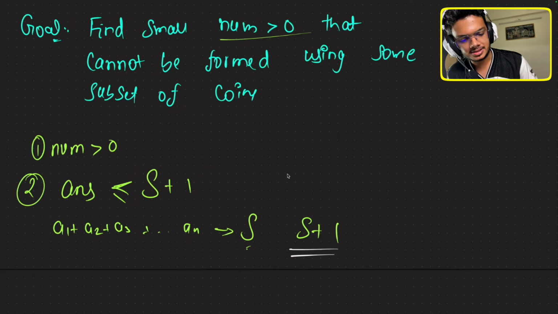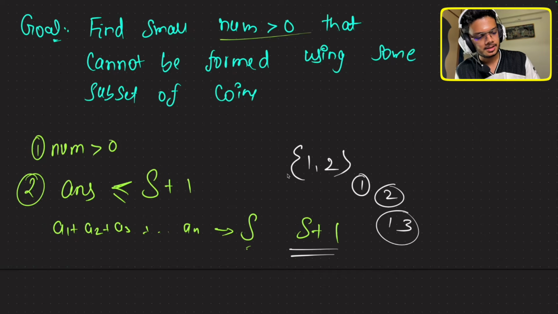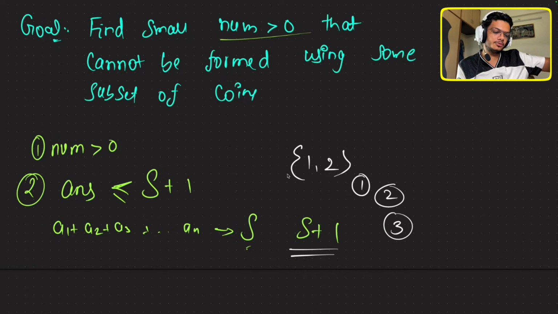So what I'm saying is, let's say you have this array 1, 2. Here you can create sum 1, you can create sum 2, you can create sum 3. What is this 3? This 3 is actually the sum of all the values in the array. But you definitely won't be able to create a sum greater than 3. You definitely won't be able to create the sum S plus 1. Obvious, right?